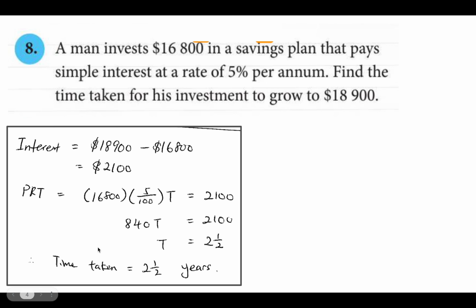So we work this one out. 840t equals 2,100. T will be 2,100 divided by 840. That gives us 2.5. That means that the time taken is 2.5 years.